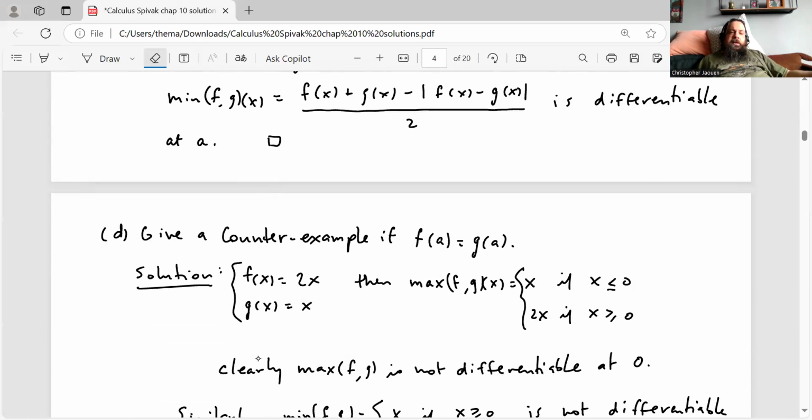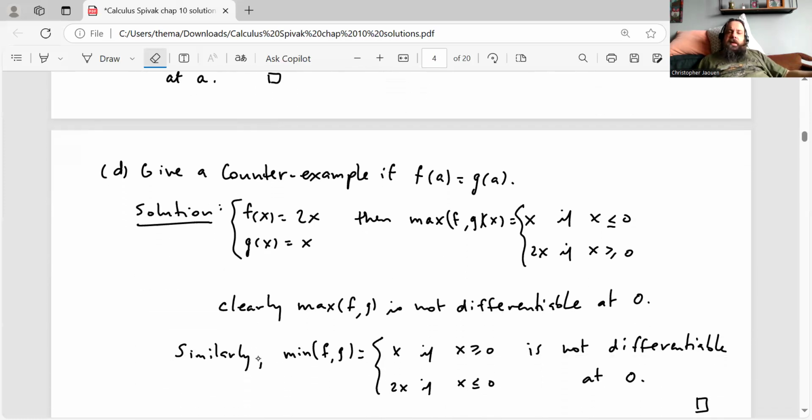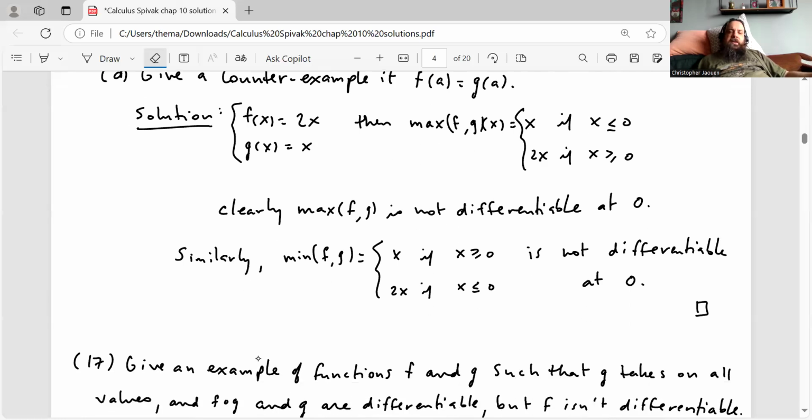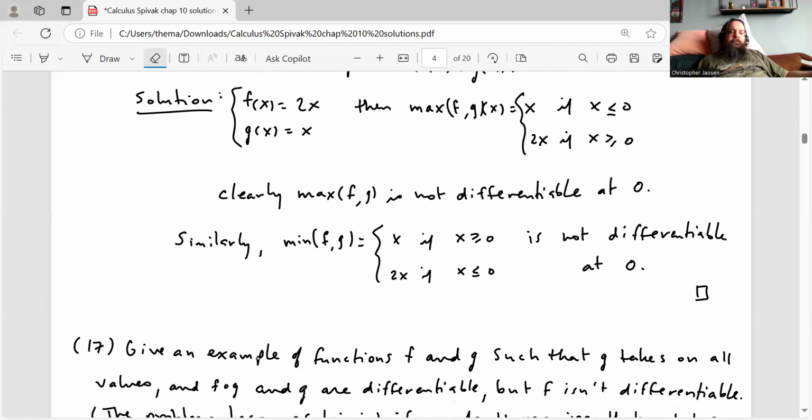And a similar thing for min of f and g. All right, part D: give a counterexample if f of a equals g of a. So here's my counterexample. Let f of x be 2x and g of x equal x. Then max of f and g is defined piecewise like this. It's x if x is less than or equal to 0, and 2x if x is greater than or equal to 0. And clearly max of f and g is not differentiable at 0. And same thing for min of f and g. That's equal to x if x is greater than or equal to 0, and 2x if x is less than or equal to 0. Both of those are not differentiable at 0.